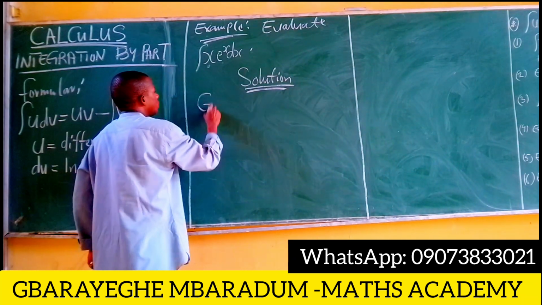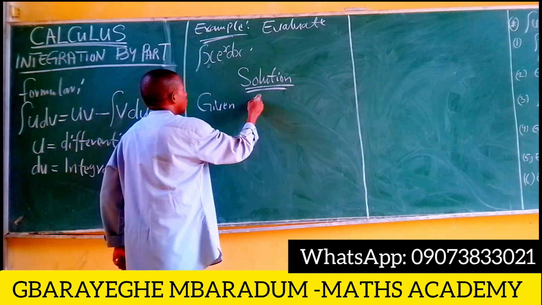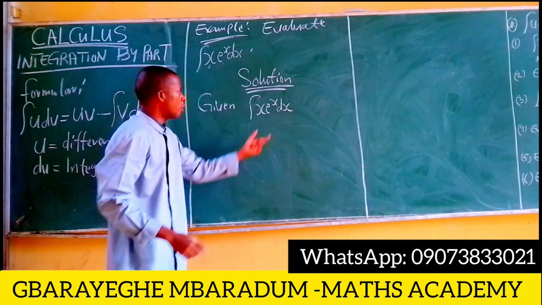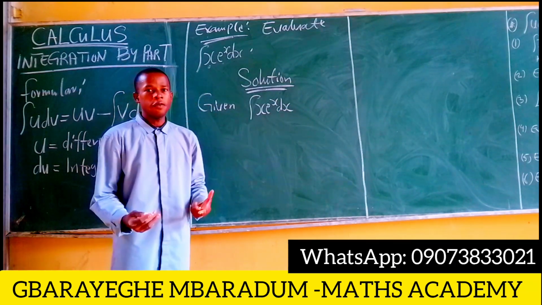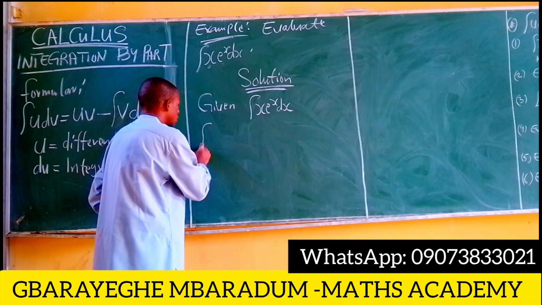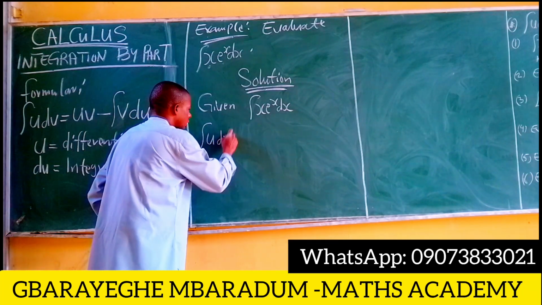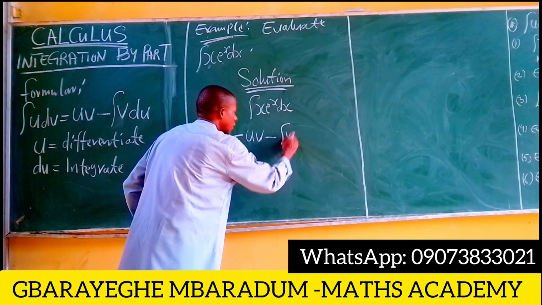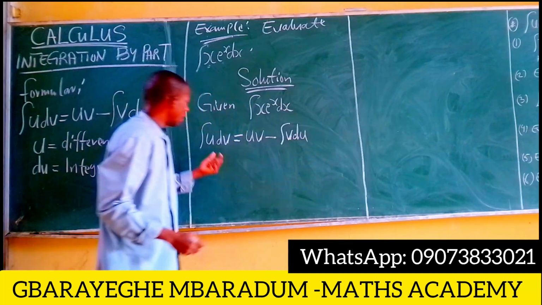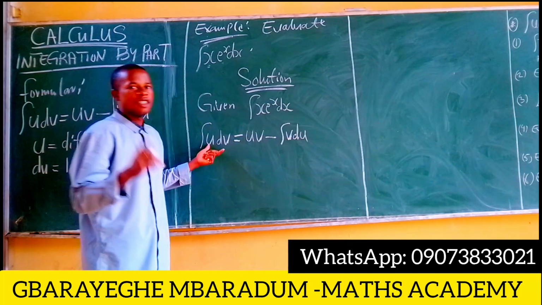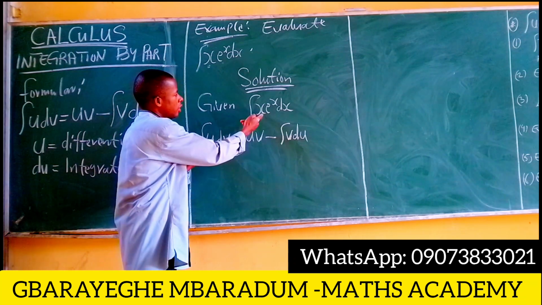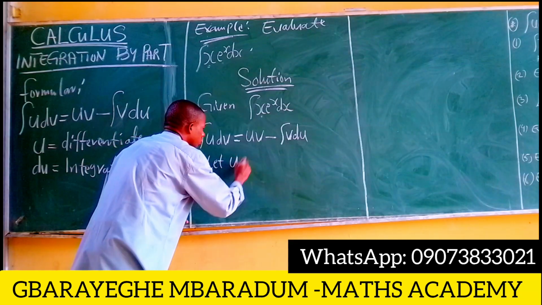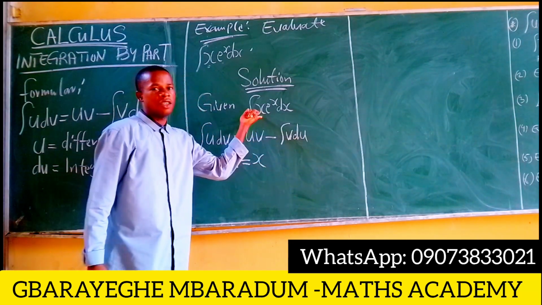Given the integral of x exponential x dx. For us to integrate this by the method of integration by parts, the formula is given as the integral of u dv equals uv minus the integral of v du. Now our u is the function that is easy to differentiate. Note that x can be differentiated easily, so let our u be x.